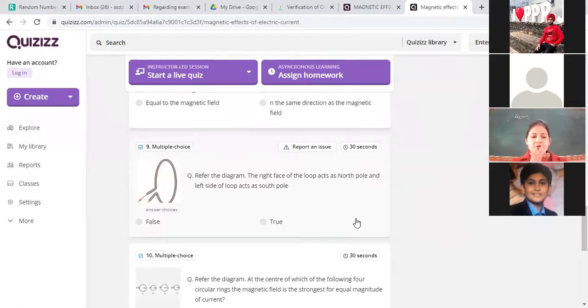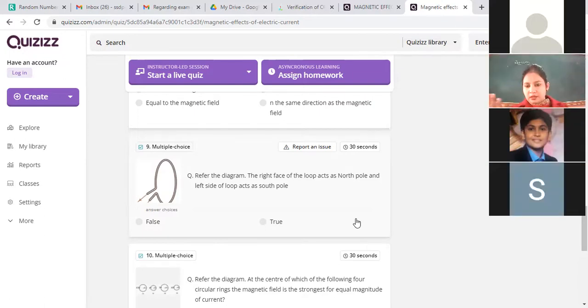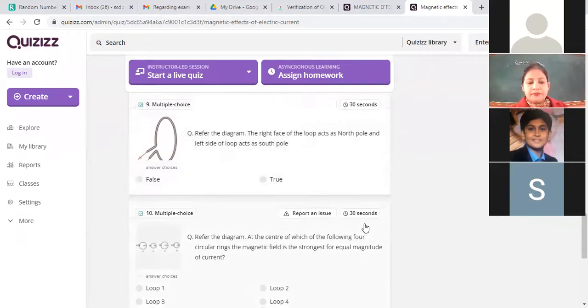First of all, if we see the front face of the current loop, then the current is flowing in the anti-clockwise direction. Anti-clockwise means this pole, the upper pole or the right side of the pole, is behaving like north pole. And the other side is behaving like south pole. So yes, that is true.